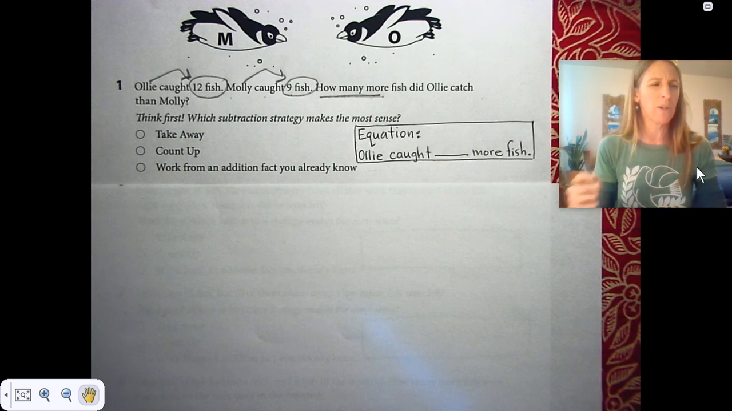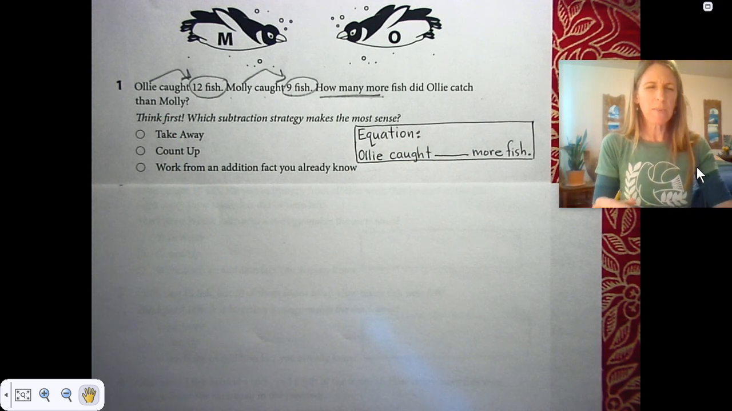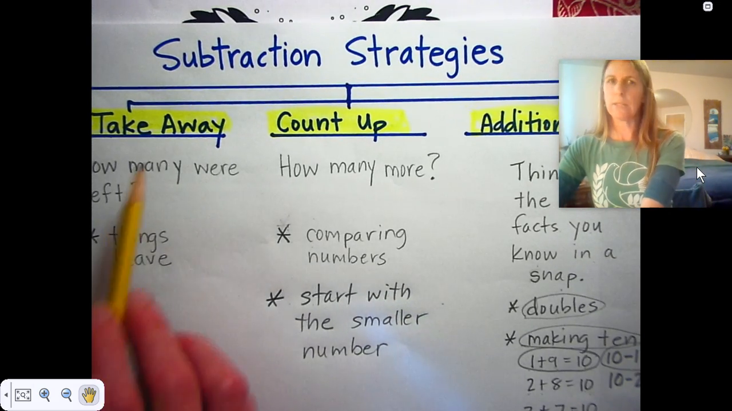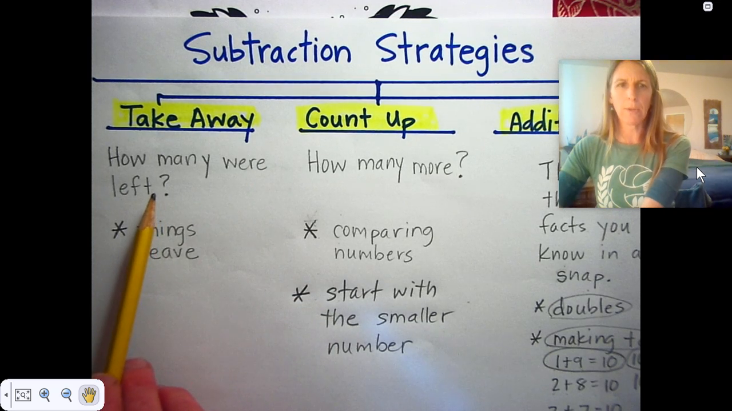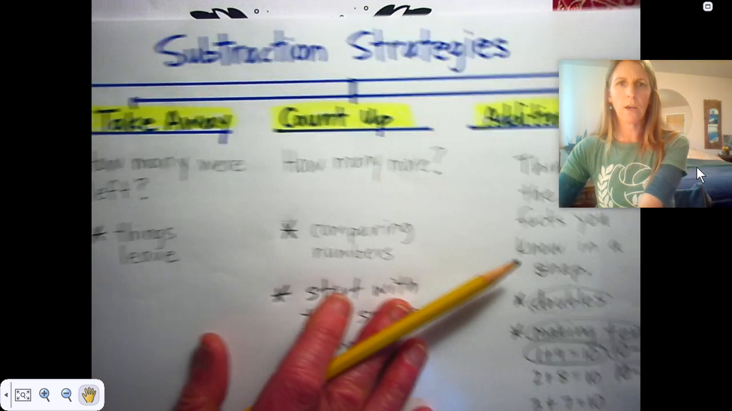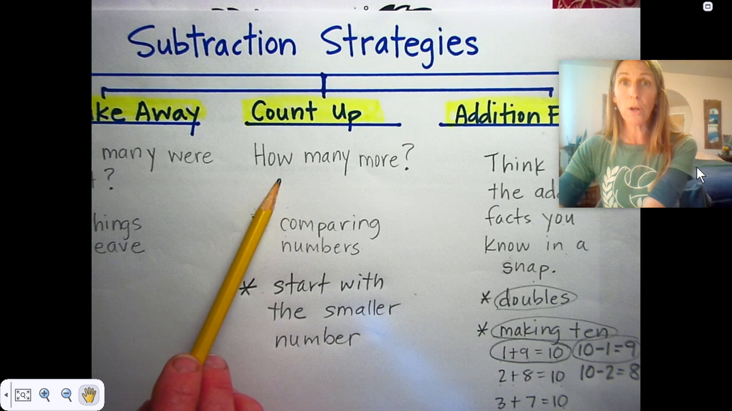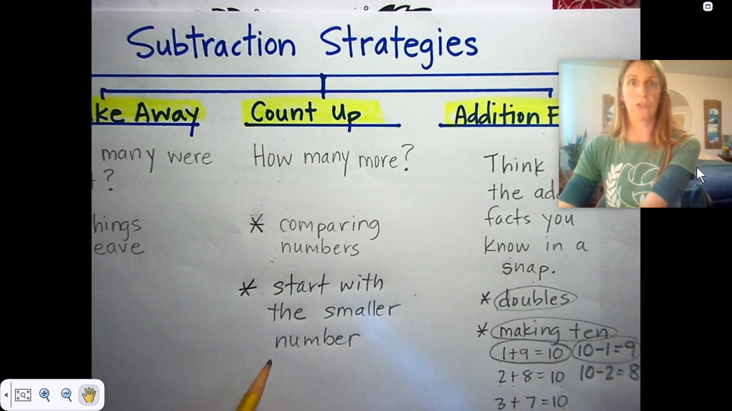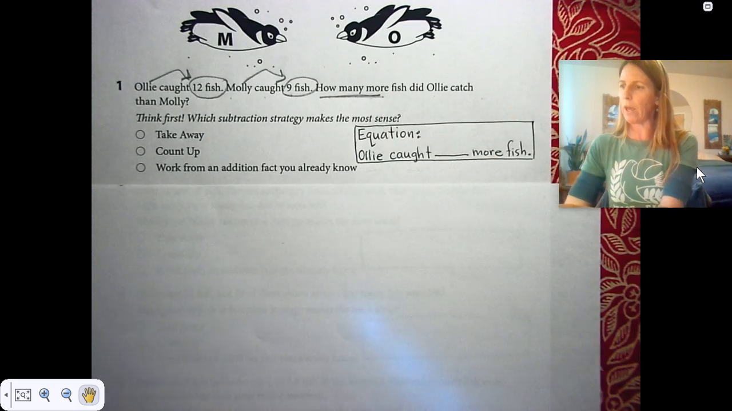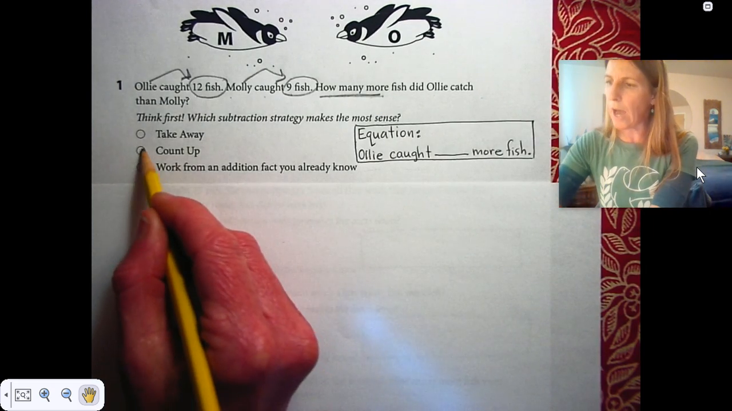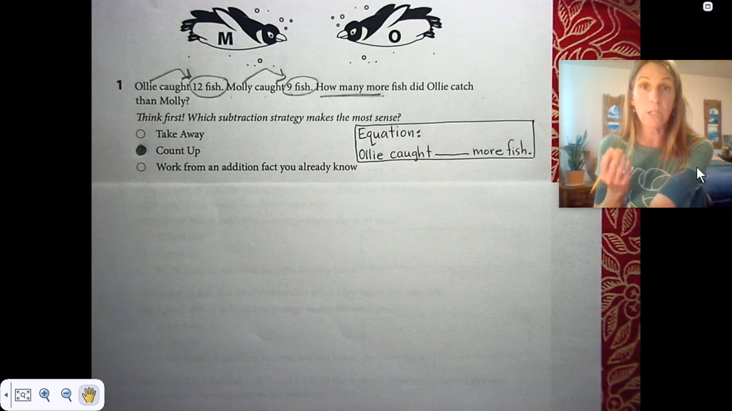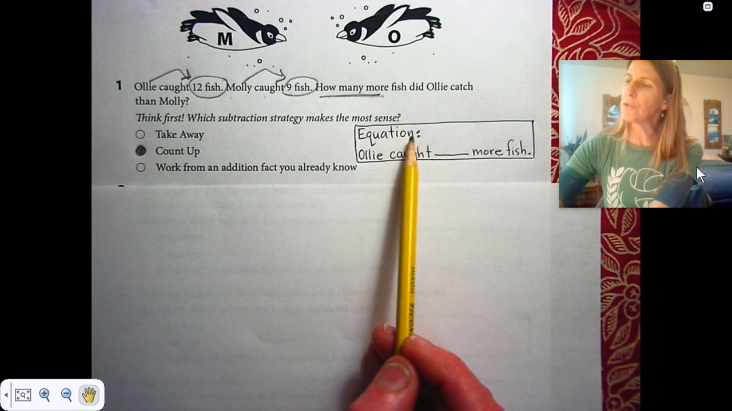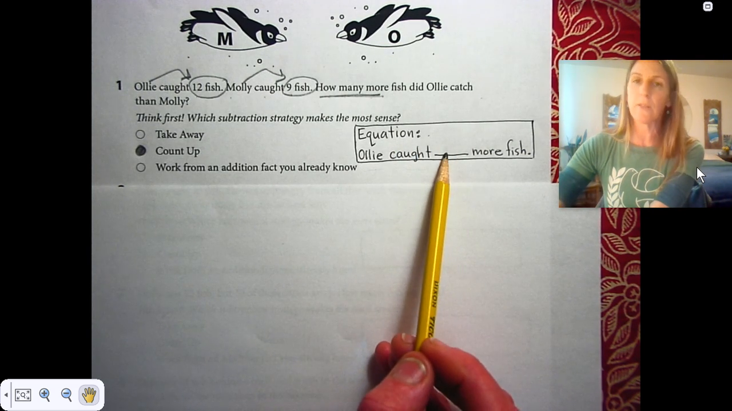Oh, how many more? Oh, what was that? Let me look back at my information sheet. There was the takeaway. They usually ask how many are left, things are leaving. Oh yeah, when they ask how many more, they're usually comparing. Oh yeah, I could just count up. I could just start with a smaller number and count up. Okay, well, then I think I'm going to do that. I'm going to choose the counting up strategy for this problem. And I'm going to write an equation for it, and then I'm going to give the answer right there.